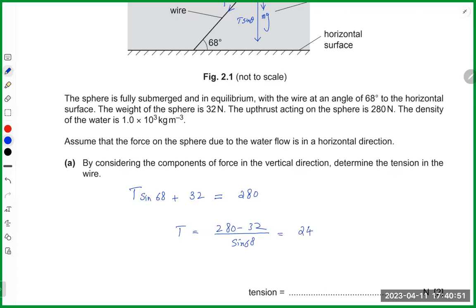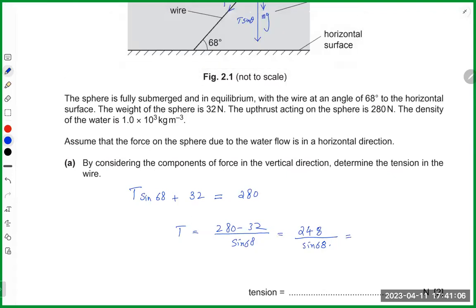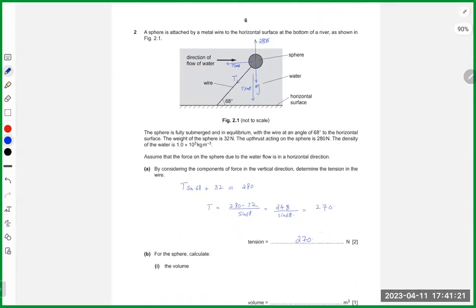Two 48 divided by sine 68. 270. 270? Yes. Two 270 will be the answer. Confusion? No, sir.